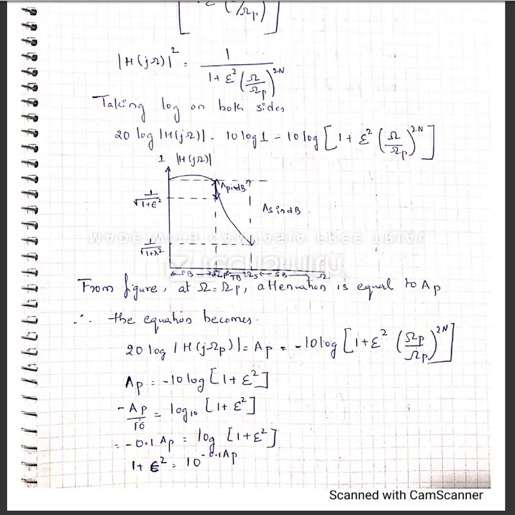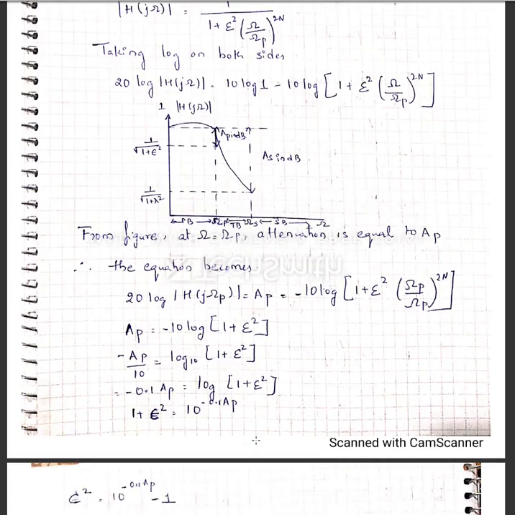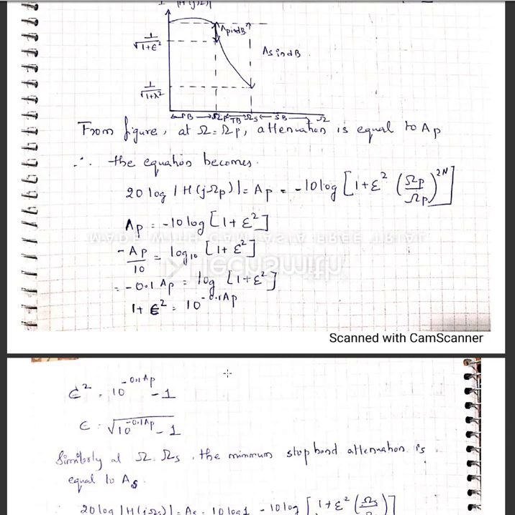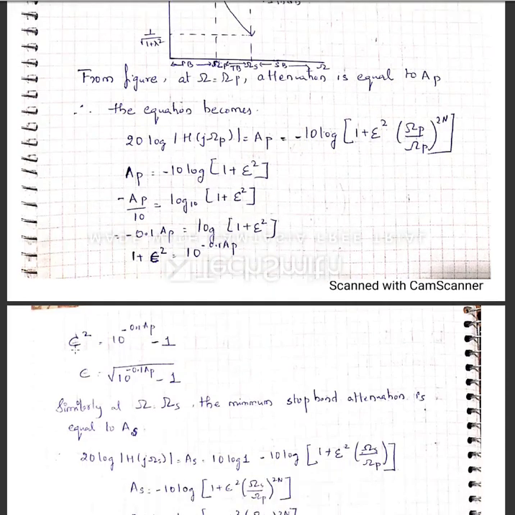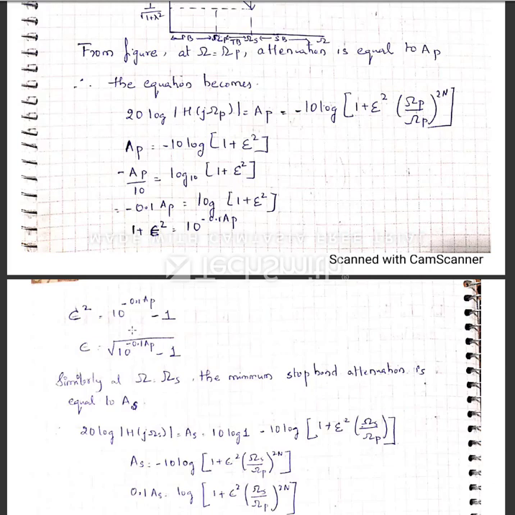So minus A_p by 10 is equal to log of this, that is, you are left with only this term, and minus you have taken this, that is nothing but minus 0.1 A_p here. So again, when you take inverse log, 1 plus ε² will be equal to 10 to the power minus 0.1 A_p. Therefore ε² is equal to 10 to the power minus 0.1 A_p minus 1, and ε will be equal to the root of (10^(-0.1 A_p) minus 1). Let this calculated value of ε be equal to this.